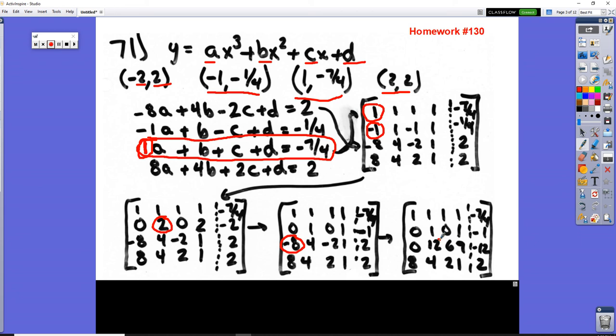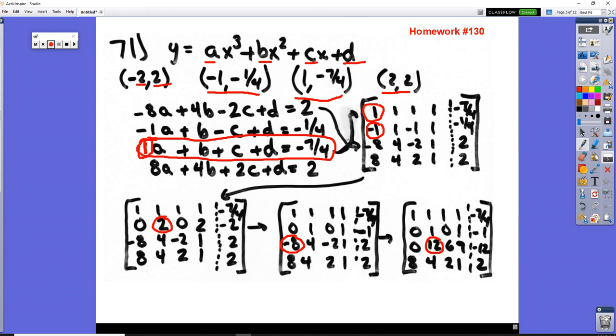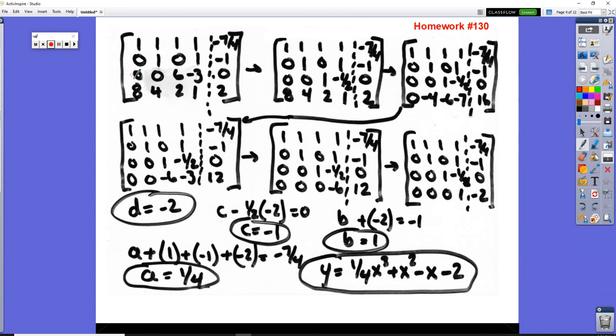The next thing that you're going to want to do is get rid of this 12 right here. And the way that you're going to do that is by multiplying the second row by -12 and adding it with the bottom row. And that will give you a new third row of 0, 0, 6, -3, 0.